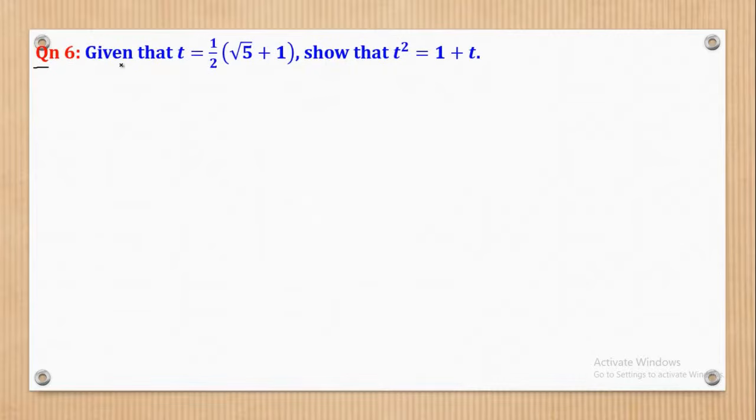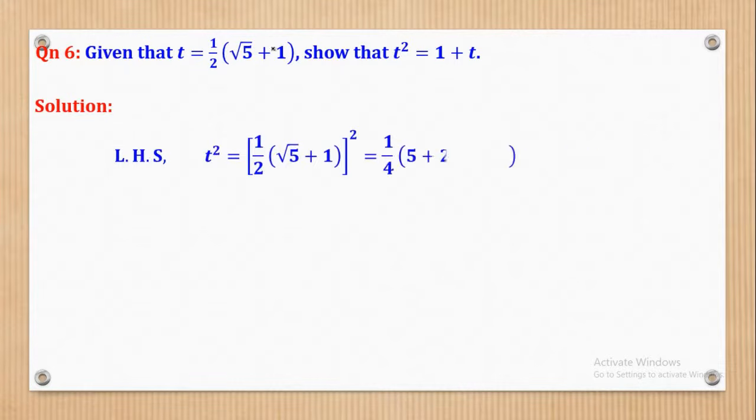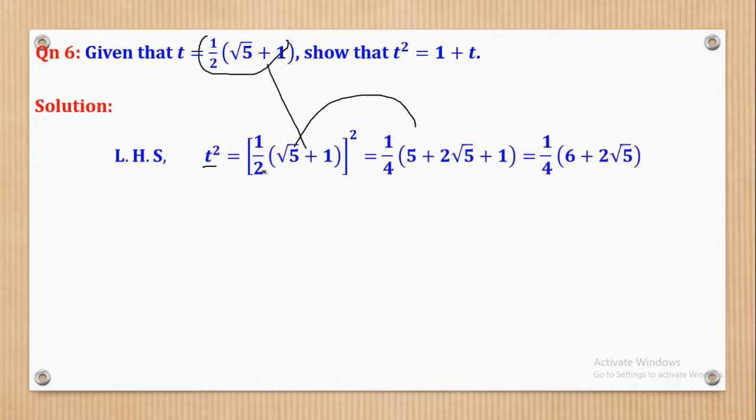And question 6 says, given that t is equal to this, show that t squared is equal to 1 plus t. Therefore, we shall start from the left hand side. T squared is equal to the whole of this squared, which is that. Then when I expand, it will be giving me that, because this half becomes a quarter, and expanding this one gives you this. I hope you remember the expansion of a plus b squared. Then when I collect like terms, this plus this gives you 6, and this is maintained.